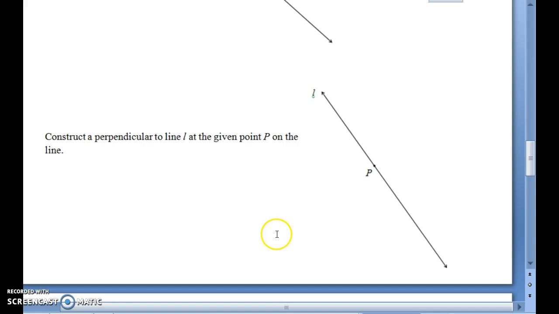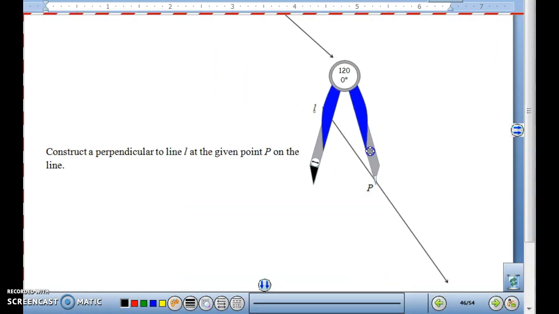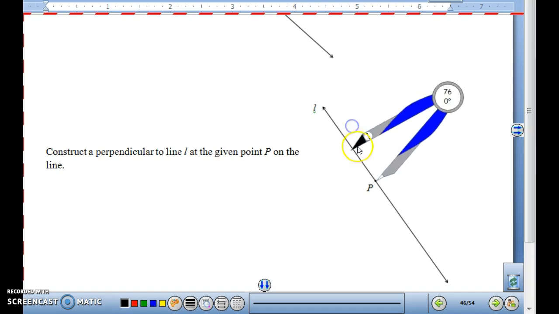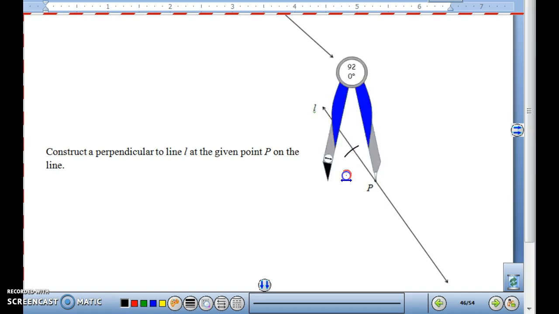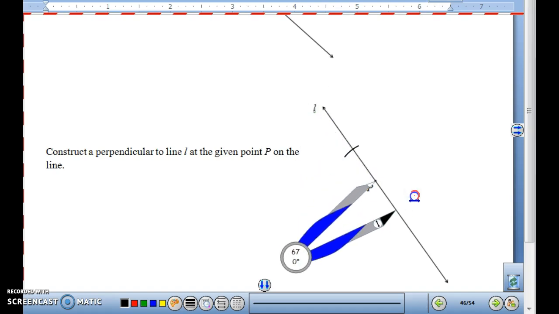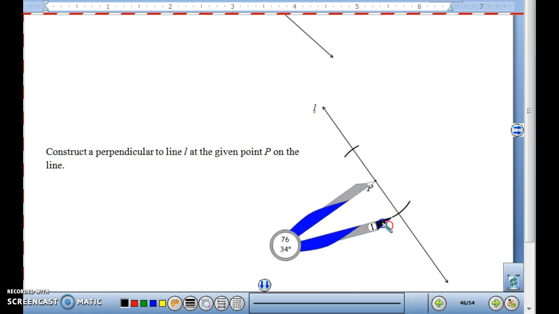We can also construct a perpendicular to line L at a given point P that is on the line. This time we still need 2 marks on either side. Now remember, the 2 marks have to be equidistant from P. So if we put a point of our compass on P and open it up to some distance, it doesn't matter. I can put a distance here. And if I flip it around and do it on the other side, same distance, I now have my 2 points to do my football.